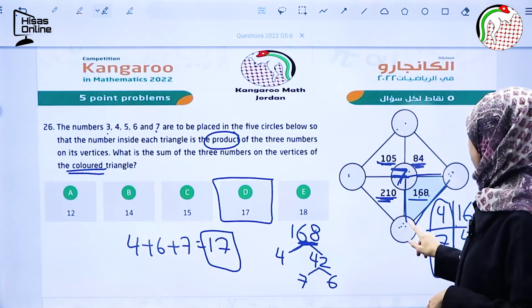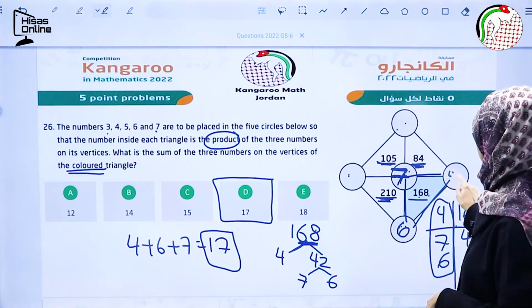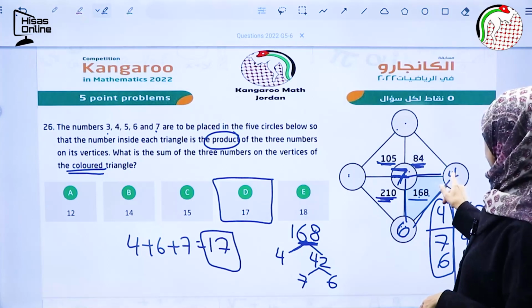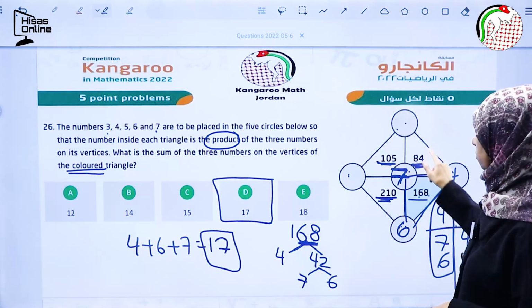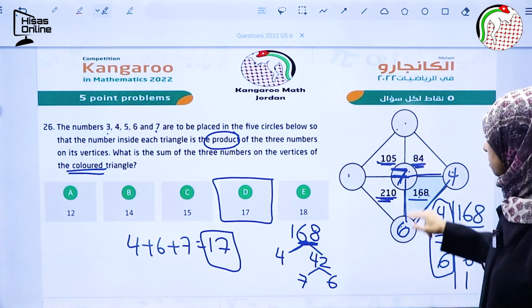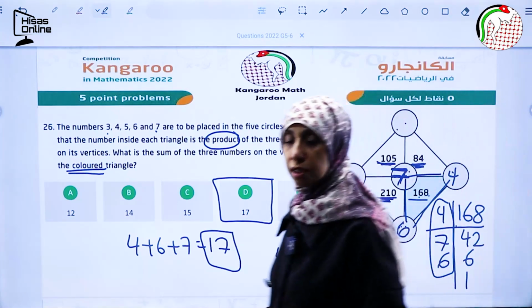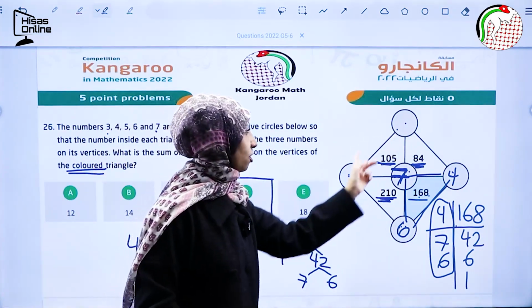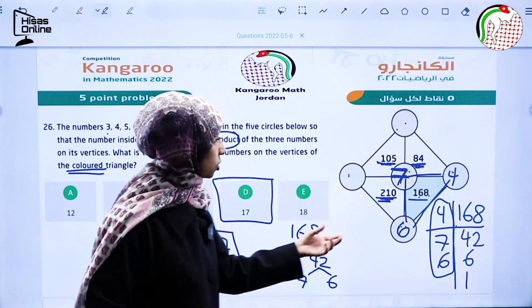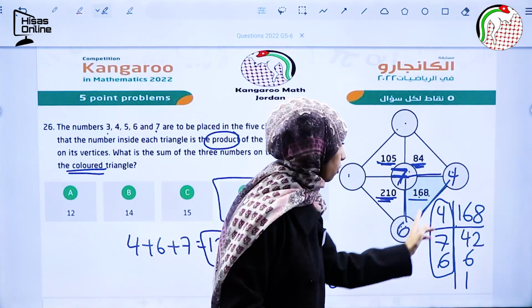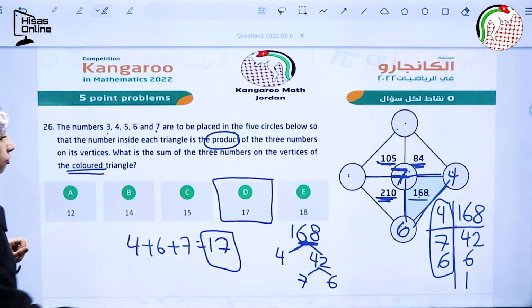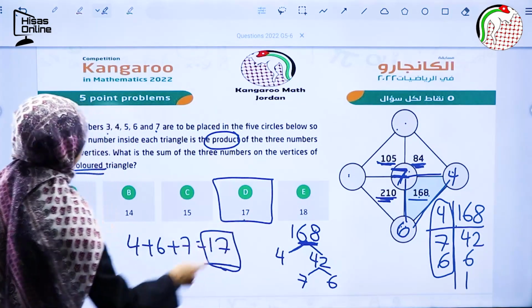And here we have 6, we have 4, and 6 and 4 can be this one here. Also, this one is divisible by 6. So you can put 6 and 4 here. Of course, in your spare time, you can work for other numbers. But for the question, we have just focused on the triangle that is shaded in blue in order to find the sum of the numbers.